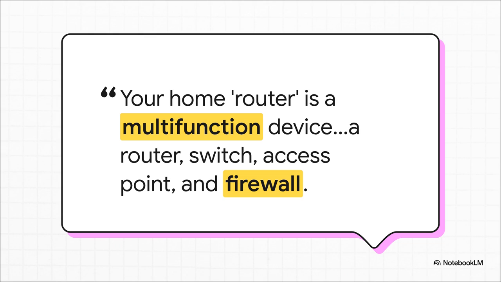And here is the big secret that brings this all home. That little blinking box that your internet company gave you, the one you just call the router, well, that's not quite right. It's actually a combination device. It's a router, and it's a switch, and it's a wireless access point, and it has a firewall built in, all mashed together into one box. It's your entire city's infrastructure in a single, convenient package.